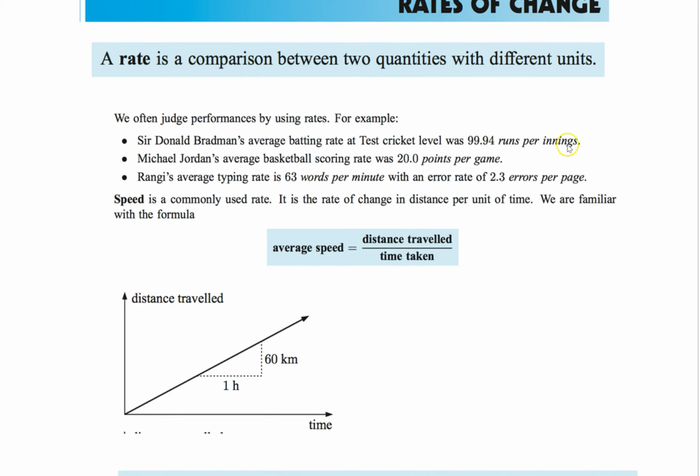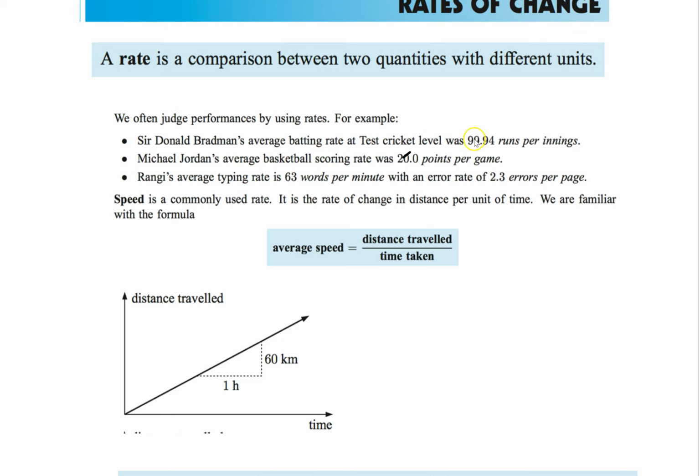That's totally an IB universe. Who knows what cricket is? Michael Jordan's average basketball scoring rate was 20. Okay, that's wrong. It's like 30 points per game, but whatever.